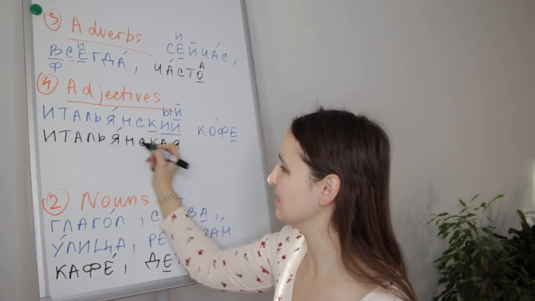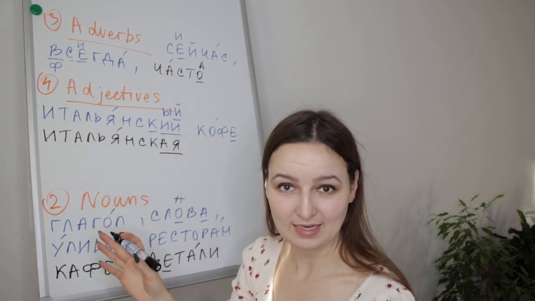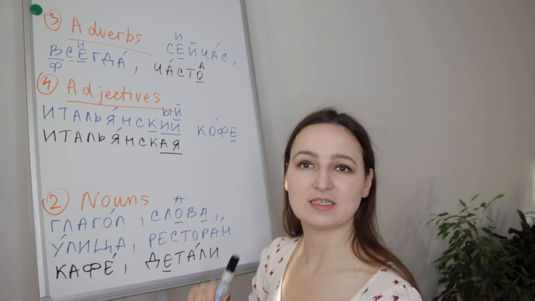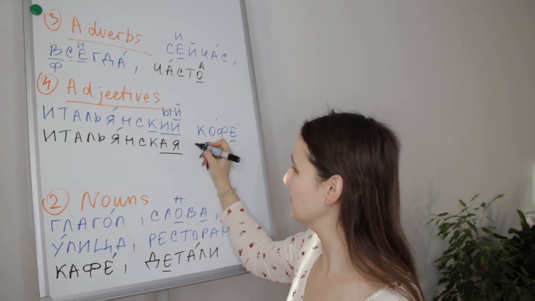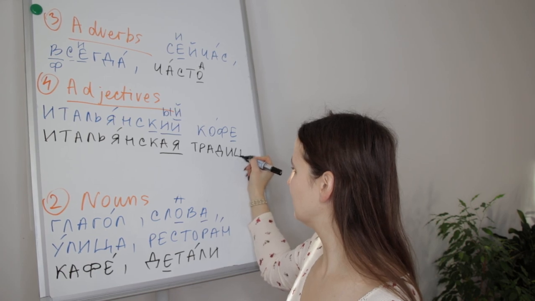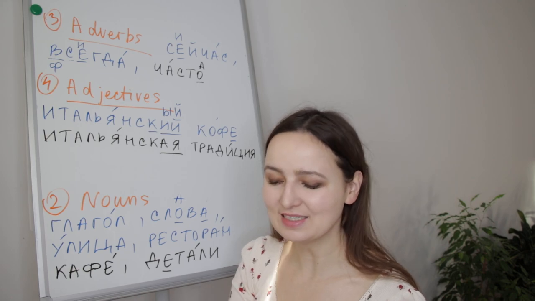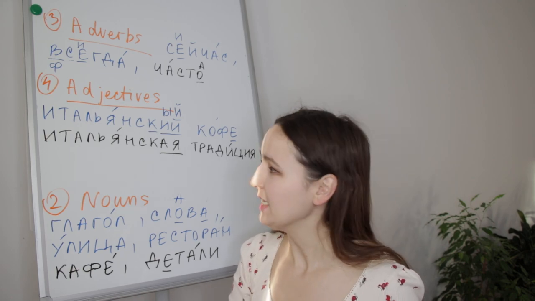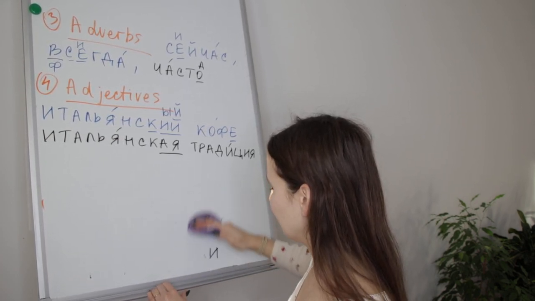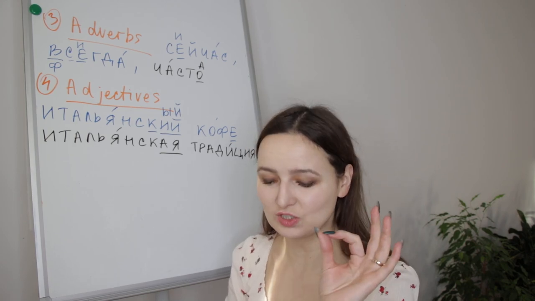Итальянская. Итальянская. Aya is the most common ending for feminine adjectives. And let's write a feminine noun here, like традиция, for example. Традиция. Итальянская традиция. Italian tradition. Now let's continue with this adjective, but in neuter.